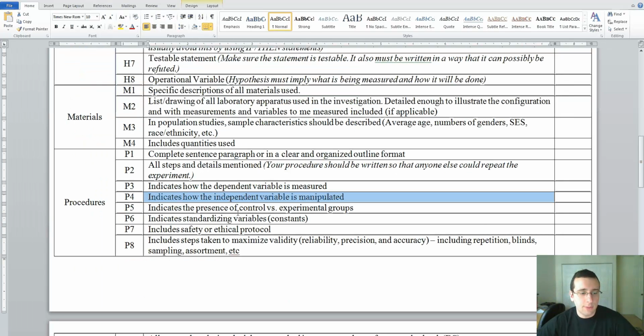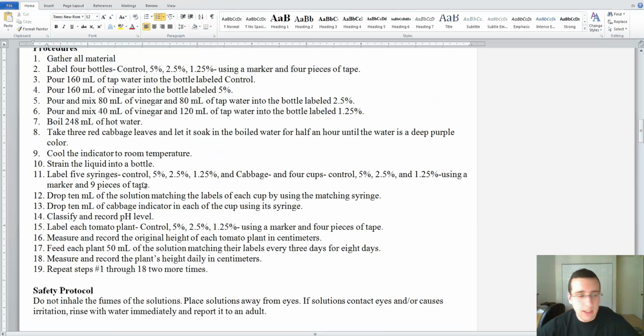Does it indicate a presence of control versus experimental groups? Yes, she talks about having a group where she doesn't put any acid. It's just a control. So that's good.